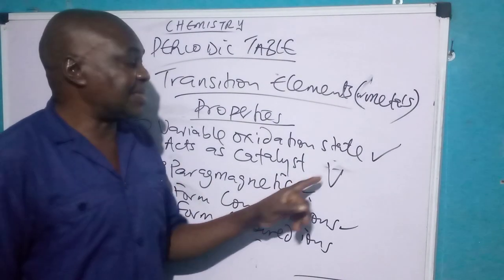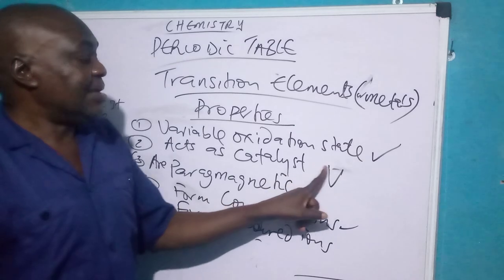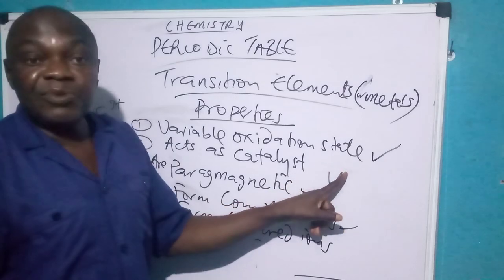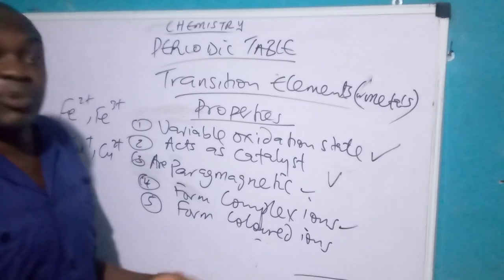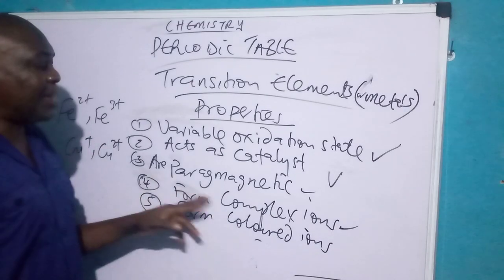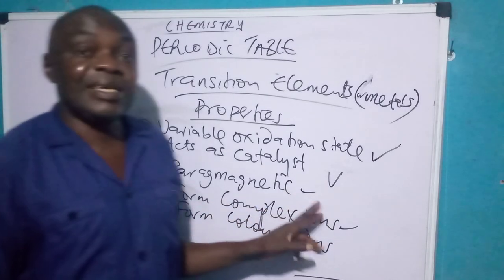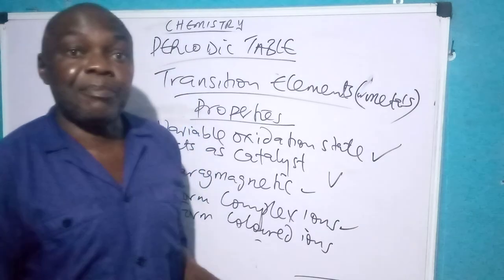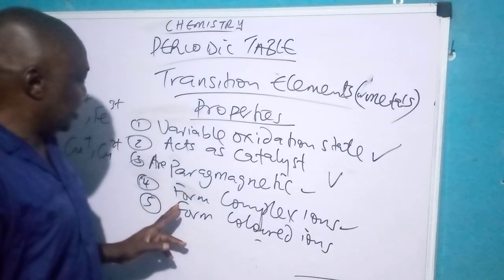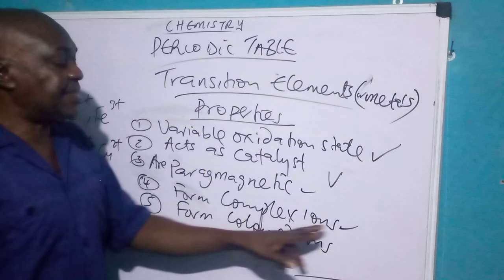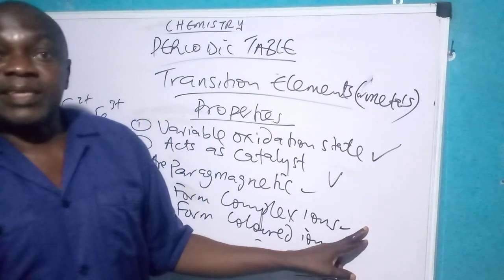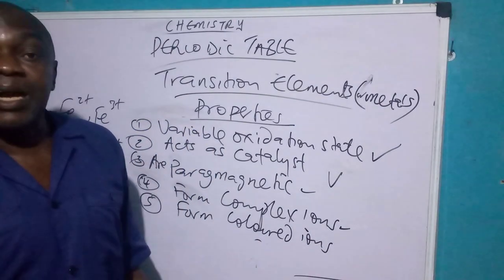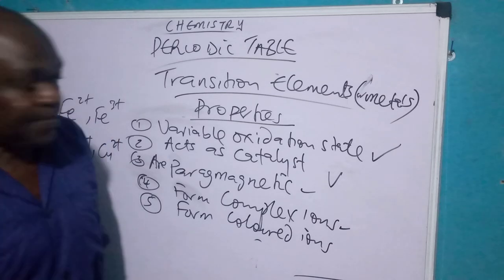Then they act as catalysts by forming unstable intermediates, which easily decompose into products. I told you, you have vanadium, you have iron, and there are so many other ones. Then they are paramagnetic, meaning they have unpaired electrons, which can be attracted to a magnetic field. Then they form complex ions. Complex ions contain a central atom attached to other groups called ligands. They are a group of charged species.